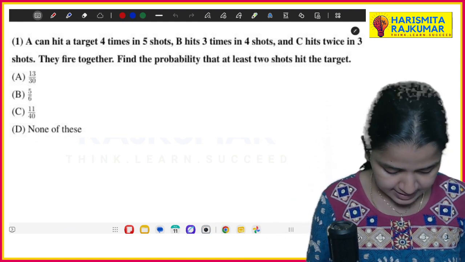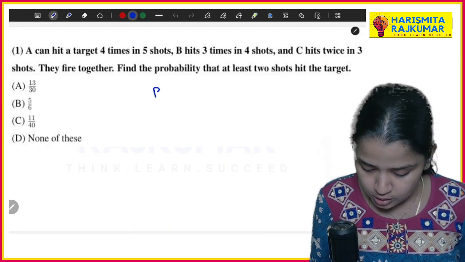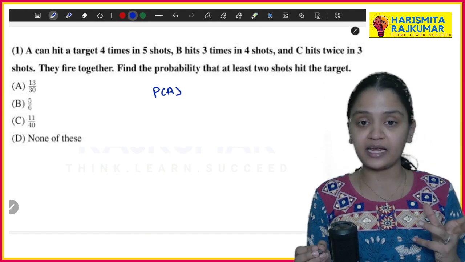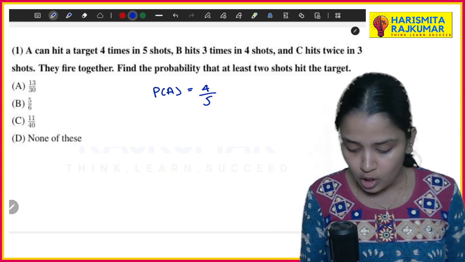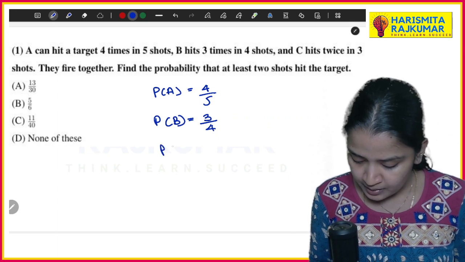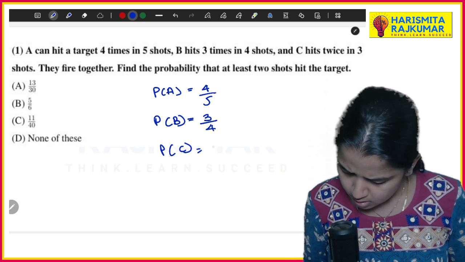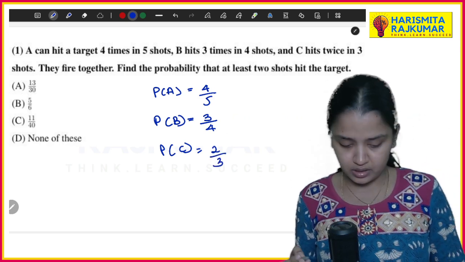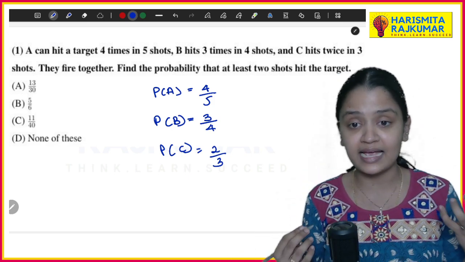First of all, let us see the probability of A hitting. Let me keep it as P of A. It is 4 times in 5 shots. Probability of B hitting is nothing but 3 times in 4 shots. Probability of C hitting is nothing but 2 times in 3 shots.